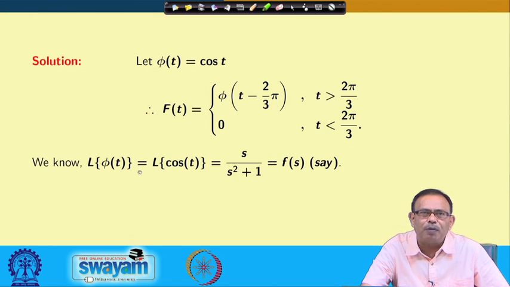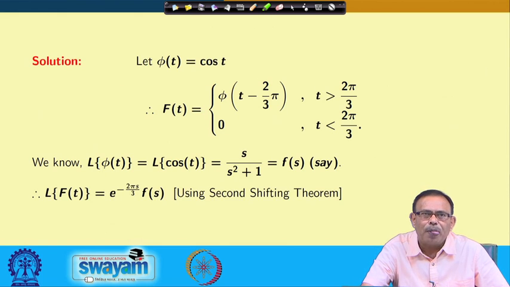Now, the Laplace transform of phi t, that is the Laplace transform of cos t, which is known to us, equals s by s square plus 1, which is F s, and the Laplace transform of f t will be e power minus 2 pi by 3 into s times that. Here your a is 2 pi by 3. Basically, we have made t greater than a and t less than a, and the value of a here is 2 pi by 3.